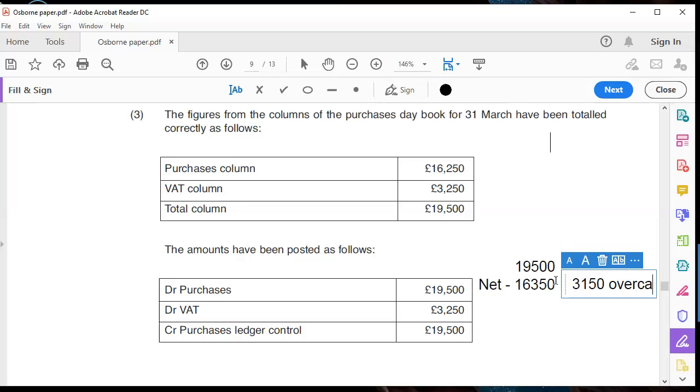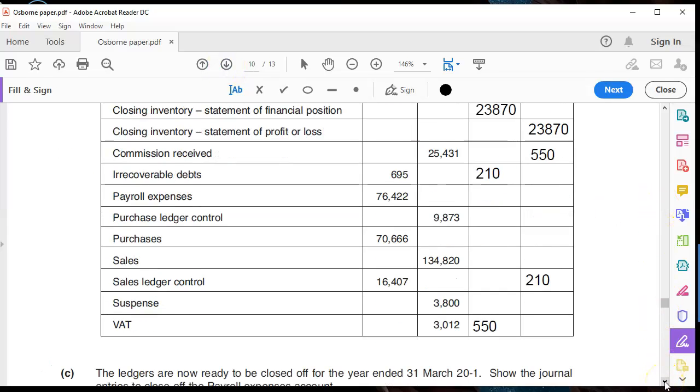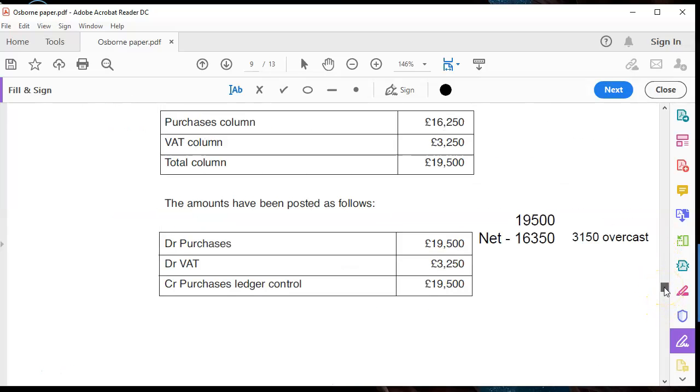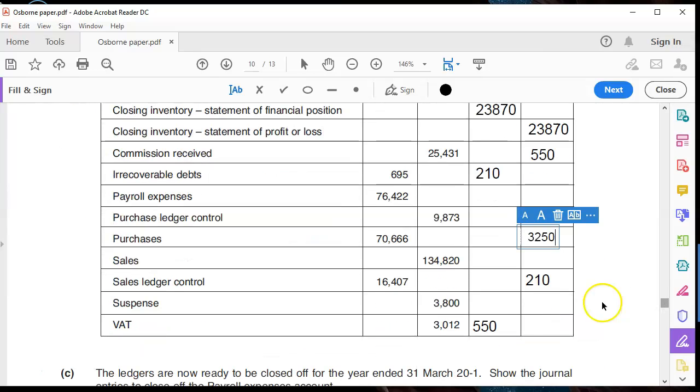That means the purchases account was overcast. When an account is overcast, you put it on the opposite side to remove it. So purchases account should be credited with 3,250, which is the difference between 19,500 and 16,350. Once you complete that, this same 3,250 should also be debited into the suspense account. Sorry, this should be in suspense account here.